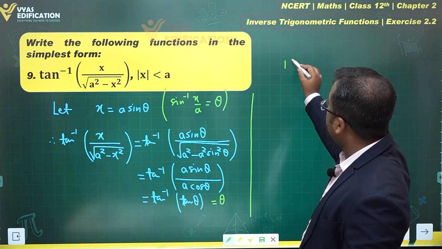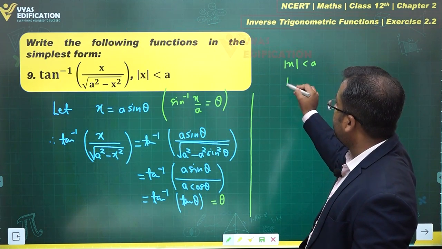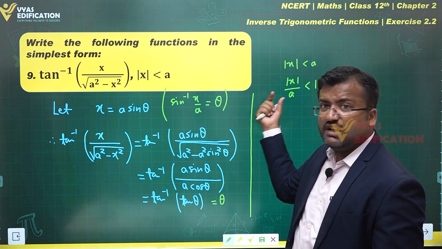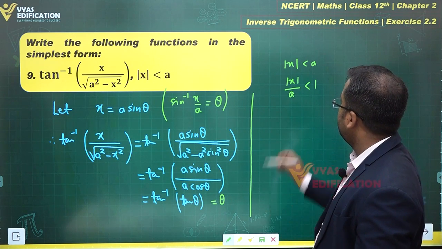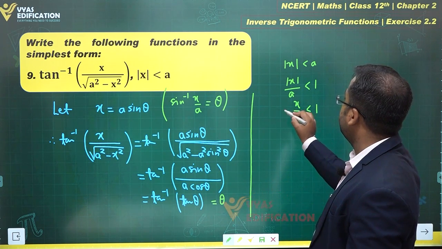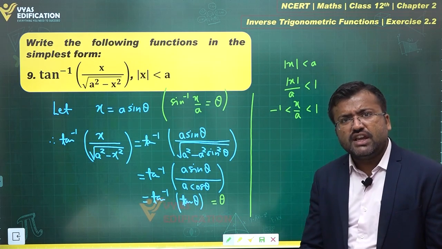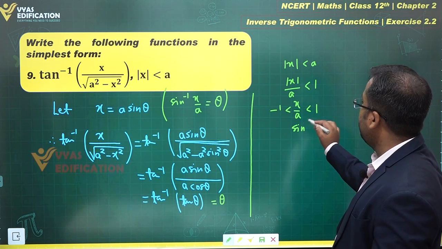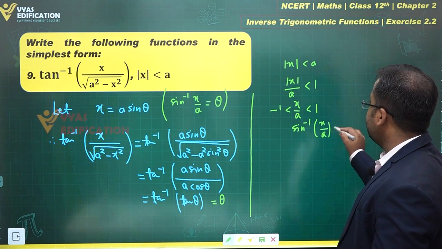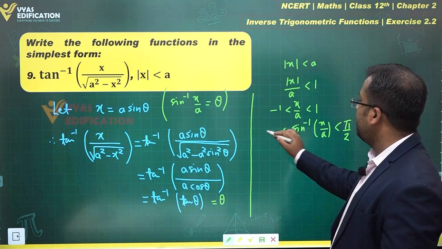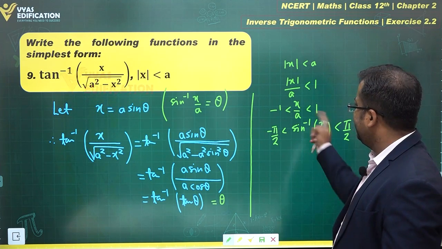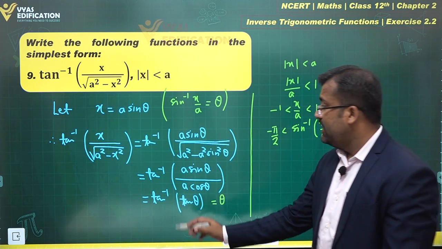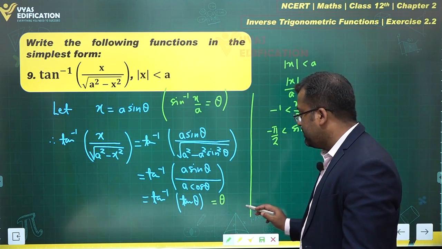Depending upon the values of x, mod x is less than a, we say that mod x upon a is less than 1. Therefore, x upon a is less than 1 and greater than minus 1, using inequalities of mod. On the basis of this, I say that sine inverse x by a is less than sine inverse 1, which is pi by 2, and greater than minus pi by 2. And this is the value of theta. Theta is between minus pi by 2 and pi by 2. Therefore, tan inverse tan theta is simply theta, which is okay.